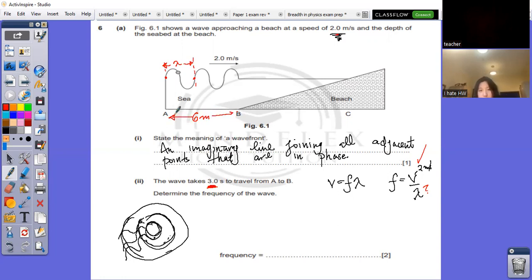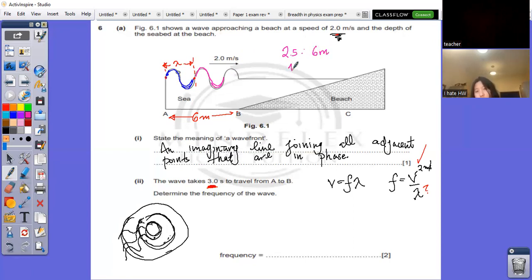So 2 meters per wavelength. No, 3 meters. Is it? How many waves do we have here? We have to be very careful. So we have how many waves? We have 1 wave. That's 1 wave. 1.25, 2.25. So we've got 2.5. So 2.5 waves fit in 6 meters.